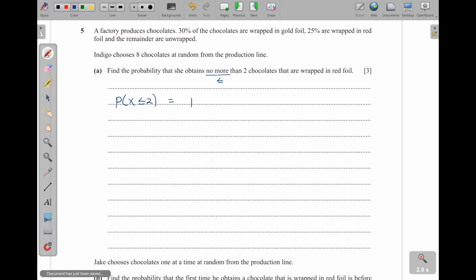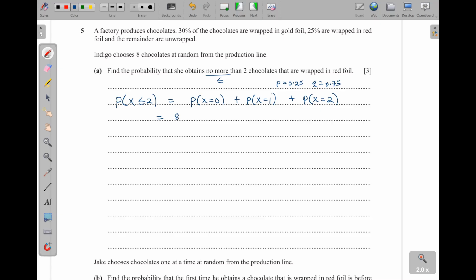This one can be equal to probability of x equal to 0, then we have x equal to 1, then we also have x equal to 2, just like that. Then here we shall have, of course, when we substitute into the binomial, first of all, our p here is 0.25. Okay, our interest is in getting something wrapped in the red foil, and it was given as 25%, which is 0.25. That means Q, anything that is not wrapped in the red foil, is going to be 0.75.